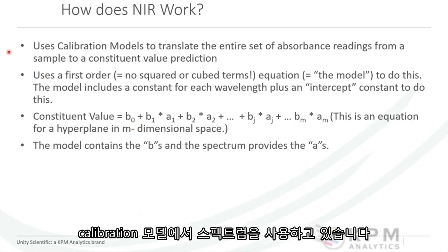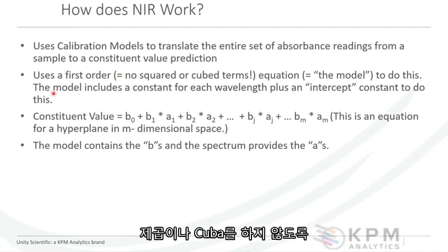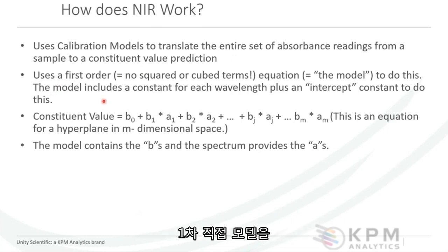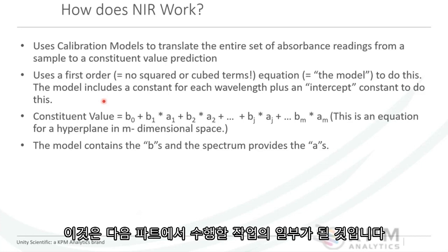We then use spectra and a calibration process to create models that translate the entire set of absorbance readings into a prediction of our constituent of interest. And that's going to be the subject of our next couple of lectures. We use a first order, a direct model, so we don't square or cube any terms. We use the raw data from the instrument to do this. We do some modeling, some data reduction techniques, which will be part of our next lecture.